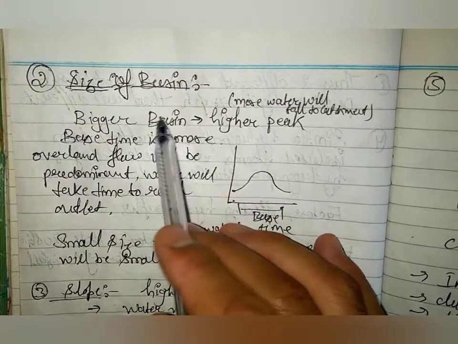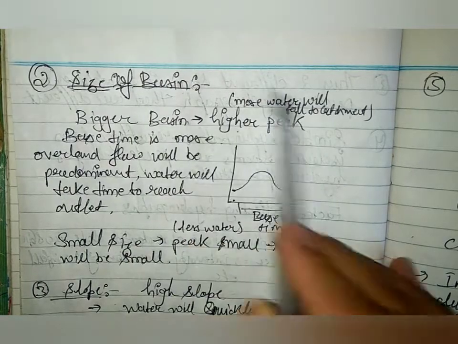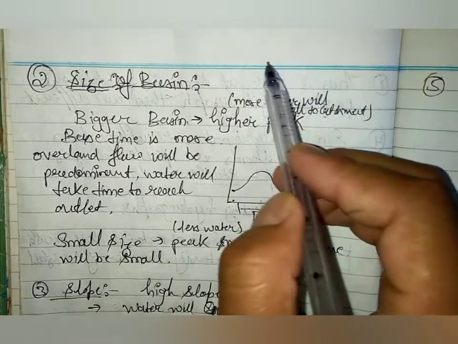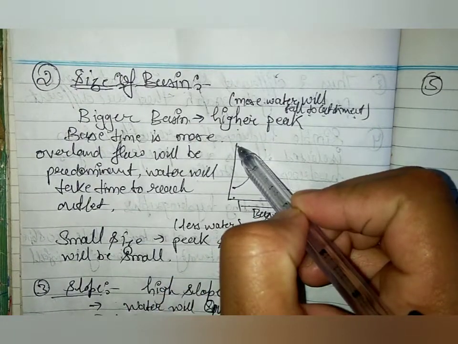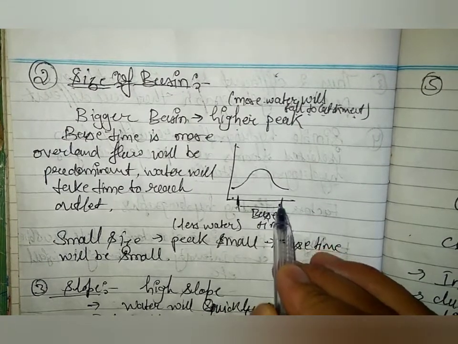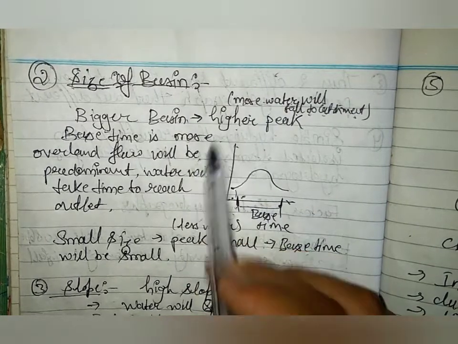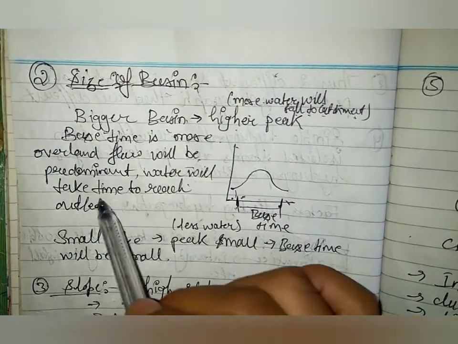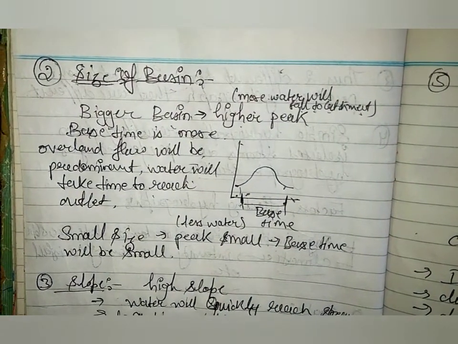Okay, now the next one is the size of the basin. If the basin is bigger, then the peak is higher. The more water will fall on the catchment if the basin is bigger, and the base time is more. So what is the base time? Base time is from here to here. This is called the base time. So the base time will be more if the size of the basin is large. The water will take time to reach the outlet point. So this is the size of the basin.